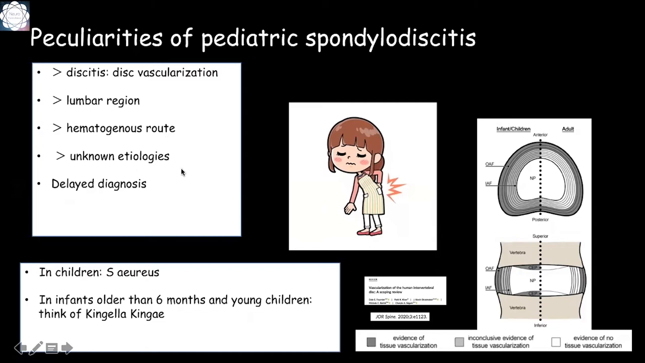Sometimes we don't find etiology and the diagnosis tends to be delayed. The most frequently found germ is Staph aureus, but in younger children, especially between the ages of 6 months and 2 or 3 years, Kingella kingae is very frequently found.